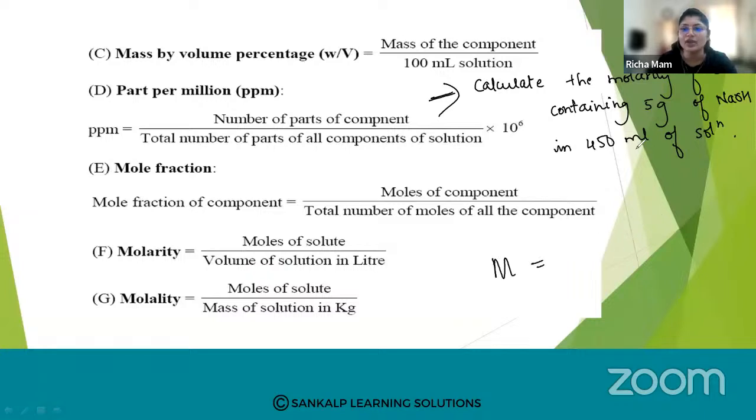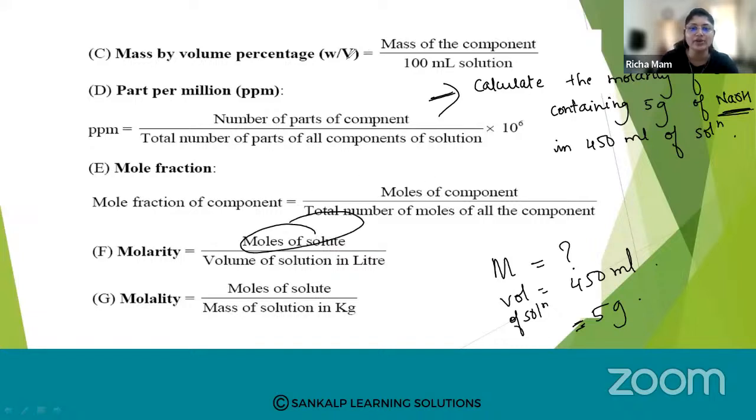Then what is given? The volume of solution is given as 450 ml. Then this 5 grams of NaOH: NaOH is the solute, and its mass is given, that is 5 grams, the given weight. Then what do you have to calculate? First you have to calculate the number of moles. We don't have the number of moles, right? So how do you calculate the number of moles?